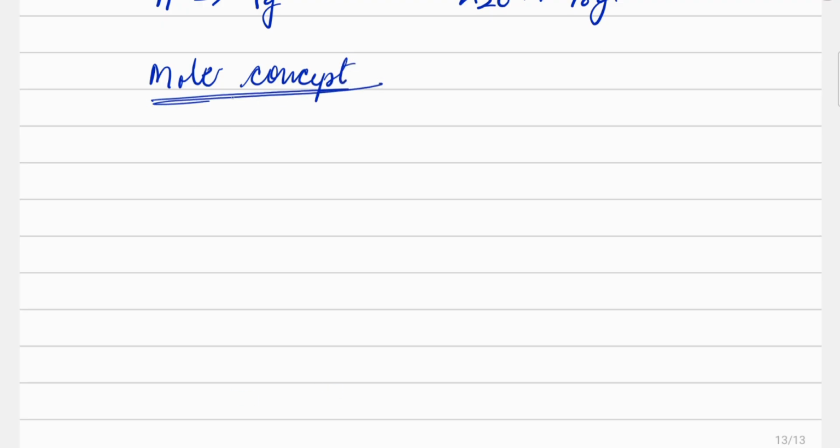Okay, so mole concept is actually related to the scientific method of knowing about certain substances, their masses, and their number of atoms. That is mole concept. So mole concept is very simple. Let's take an example from our day-to-day life.